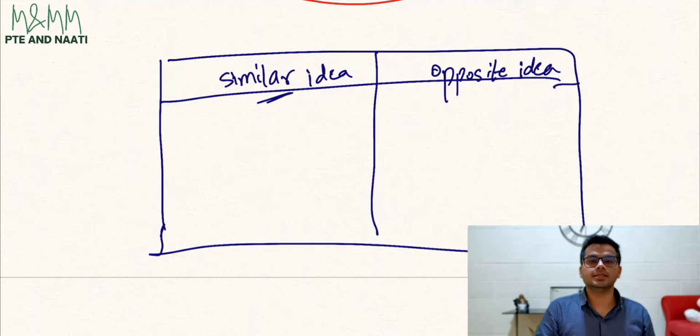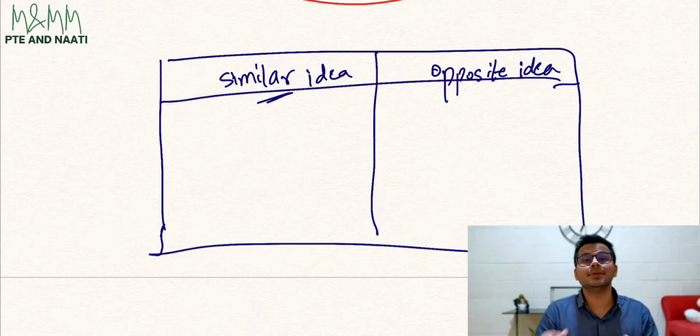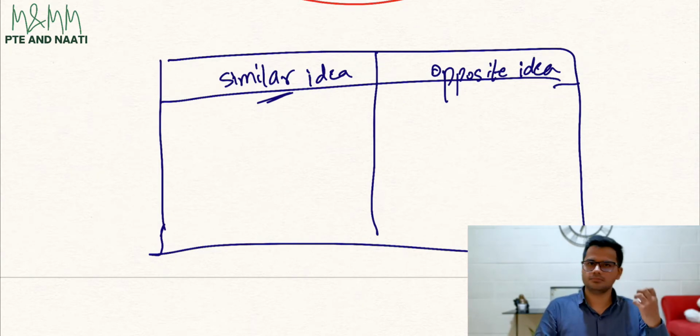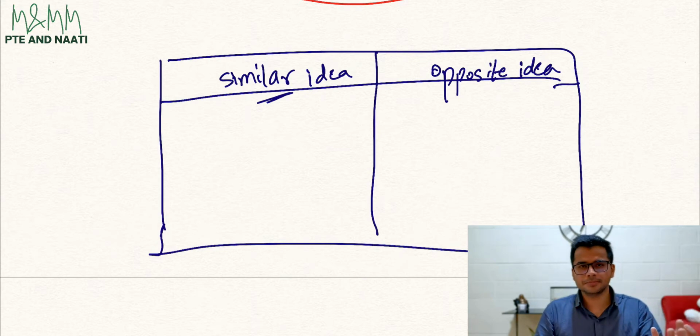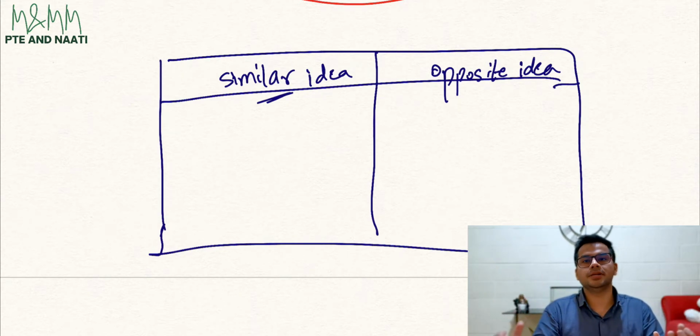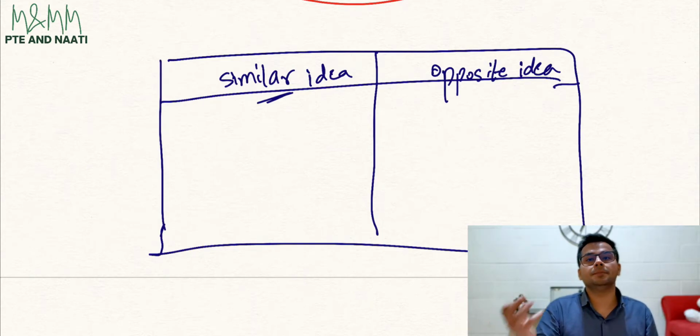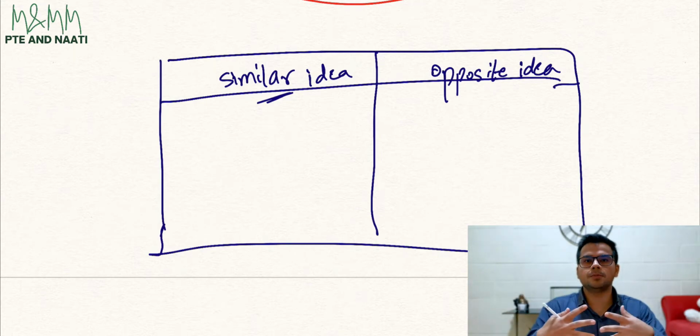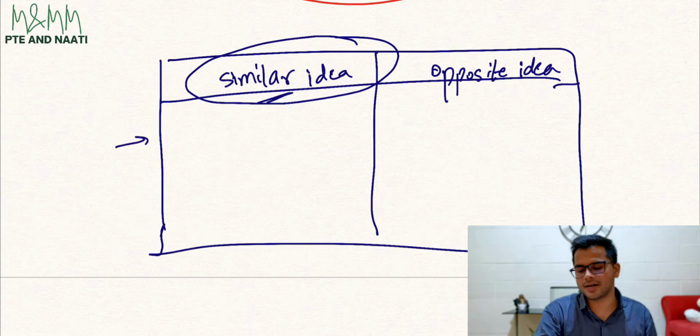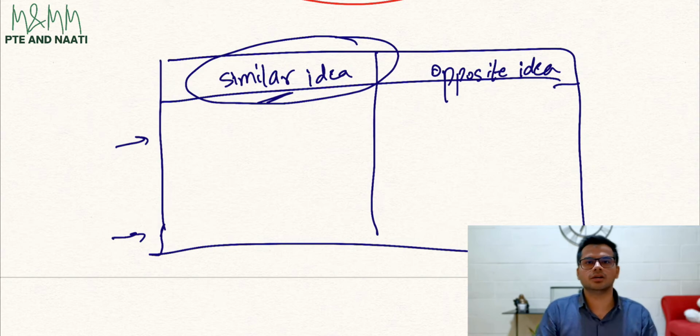Similar idea connector means you are connecting 2 ideas which are similar in nature, such as: Adelaide is a beautiful city. There are many beautiful beaches in this city. If these 2 sentences were my main ideas, my first sentence, Adelaide is a beautiful city, is a positive sentence. There are many beautiful beaches in this city is another positive sentence. If I'm connecting 2 positive, similar kinds of ideas, that is when I would use my similar idea connectors, which I'll give you soon.